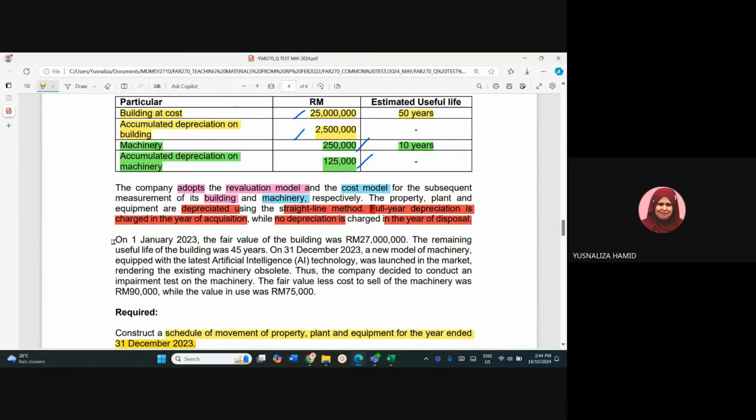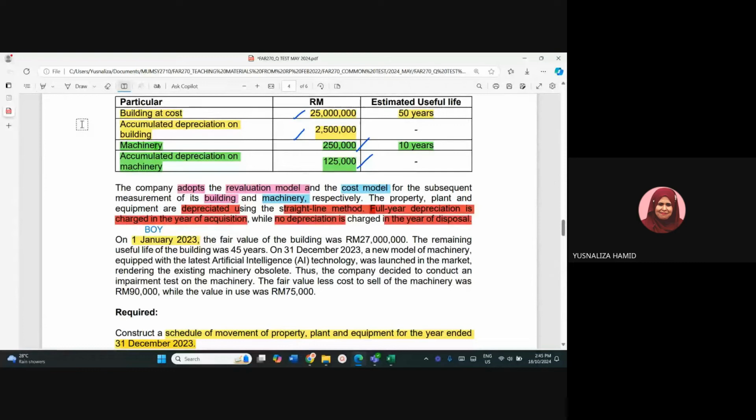You have here 1st January 2023, which is actually the beginning of the year, the beginning of the current year. I put here BOY, beginning of year. So you have the beginning of the year. You are informed of the fair value of the building.